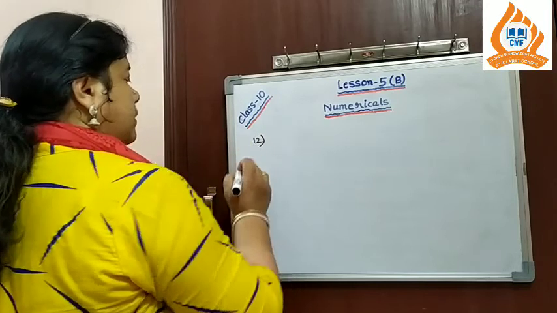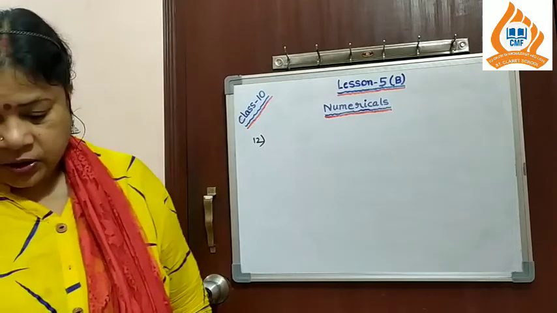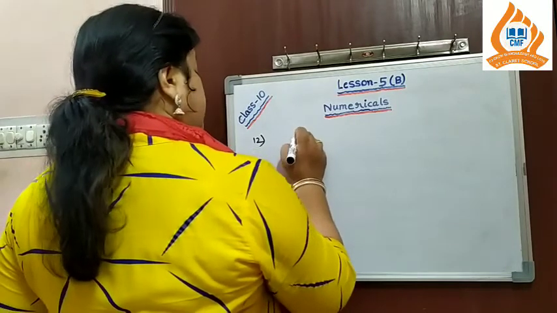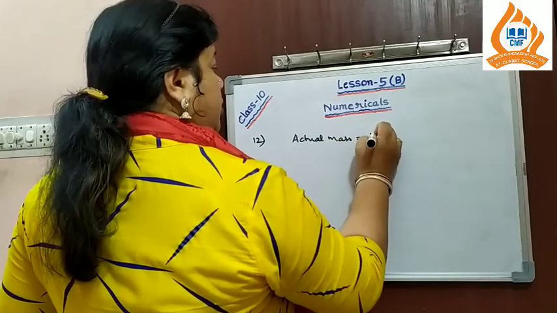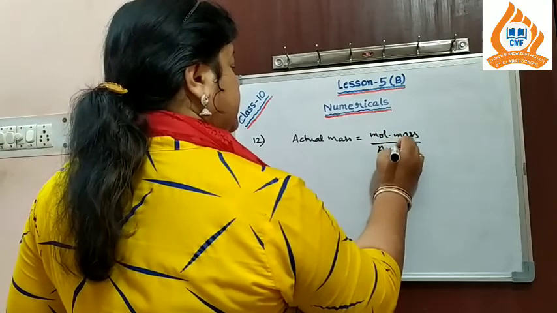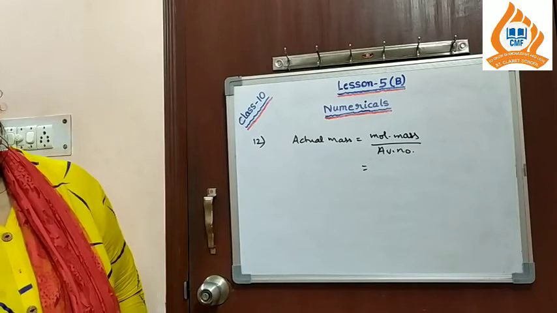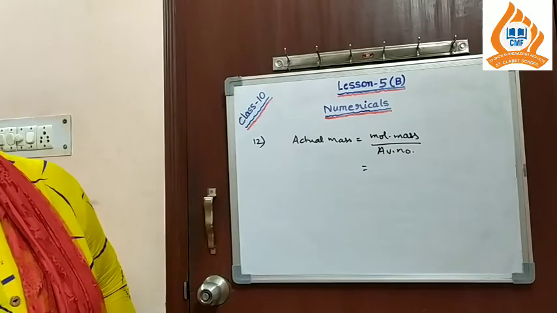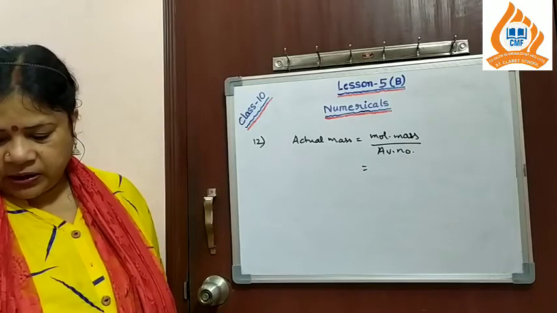Number 12 says calculate the actual mass. So what is actual mass? Molecular mass by Avogadro number. So remember this formula: actual mass is equal to molecular mass by Avogadro's number. Now put the values, and it becomes easy for you. I am doing the molecule in number C and number F. The rest are very easy. For atoms, they contain only the direct atomic mass, which you will give, and you will find out the answers.